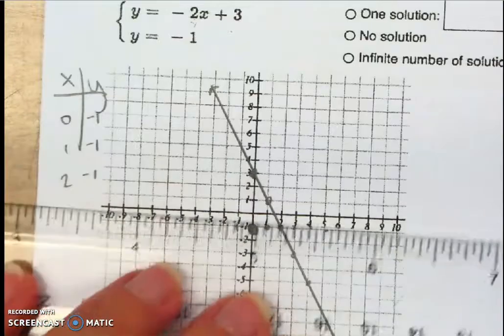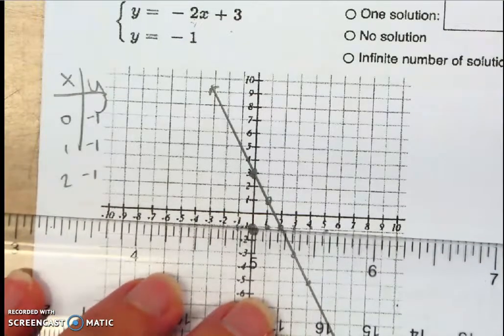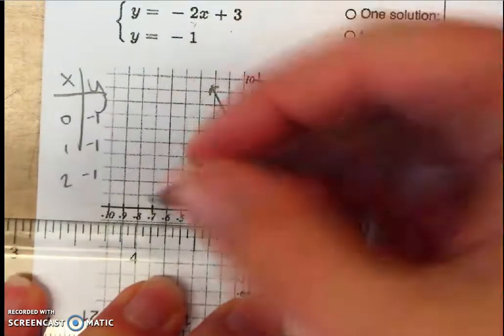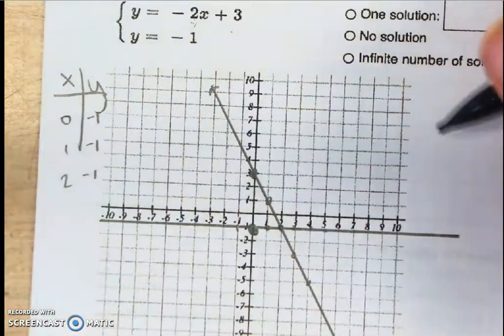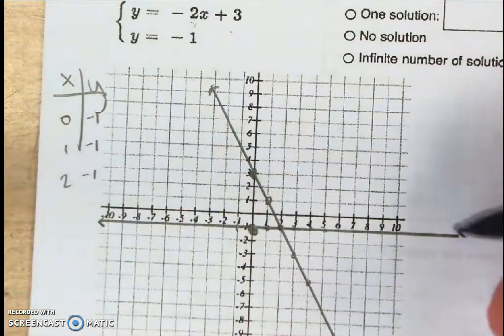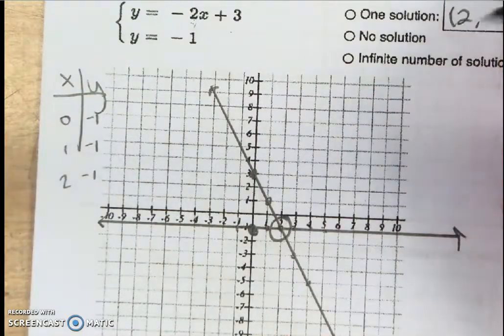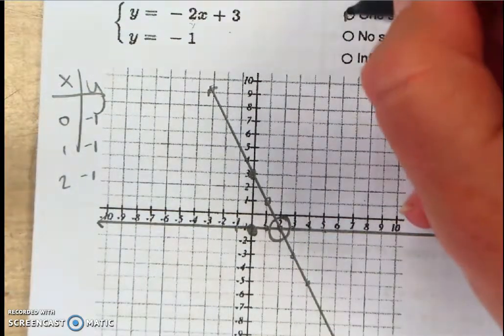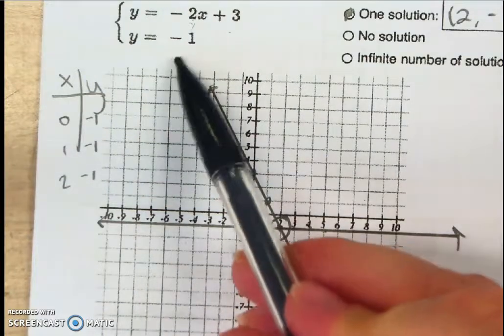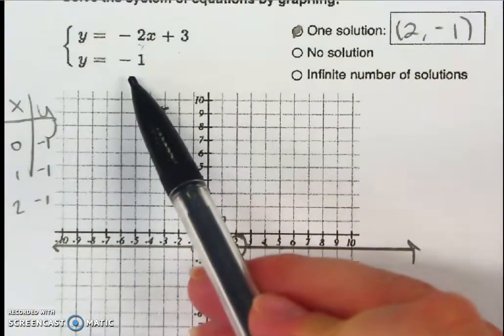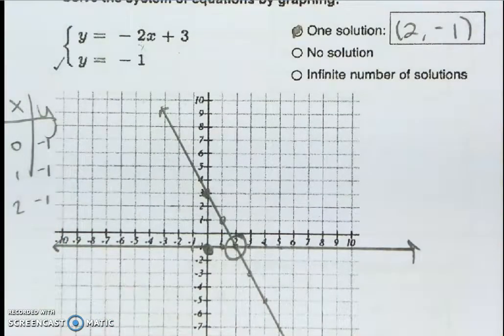So if I draw in that line, then I can see where those lines meet up. All right, so there's y equals negative 1. That's the line for that. And I see that they meet up right here at 2, negative 1. So that would be one solution. Now, when we plug it in, obviously y equals negative 1. My y is negative 1. That's the only rule, so we get a check mark there.